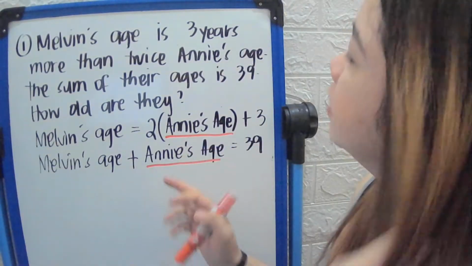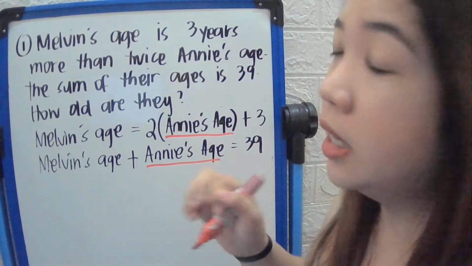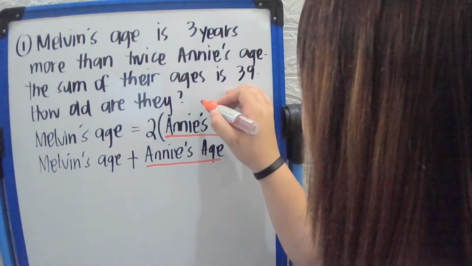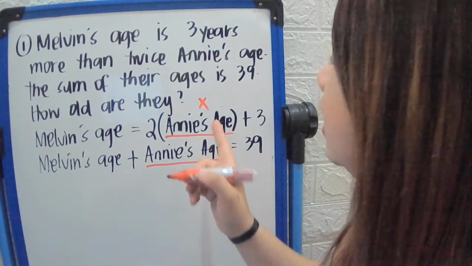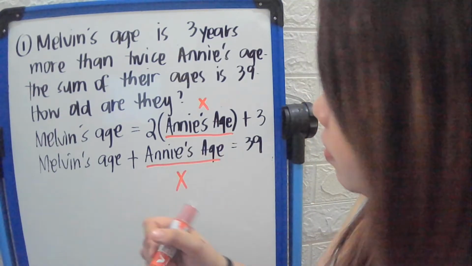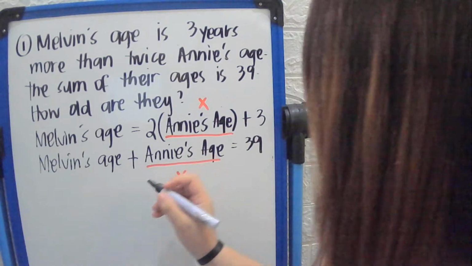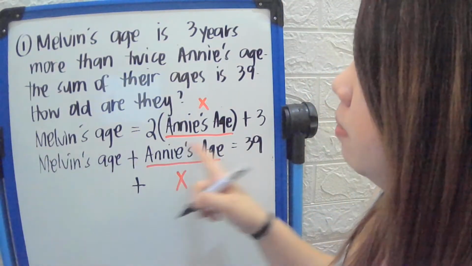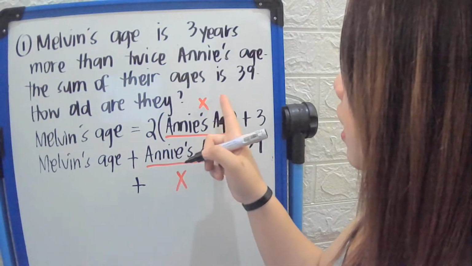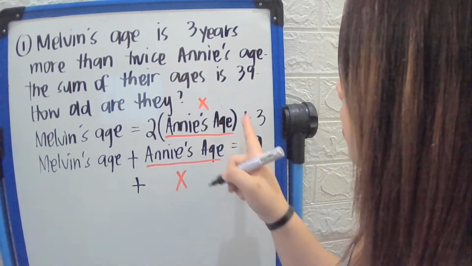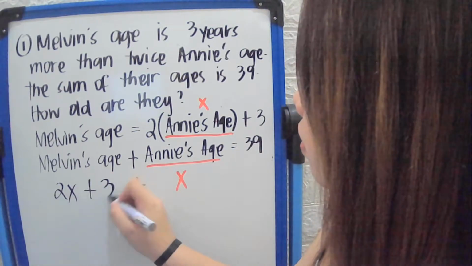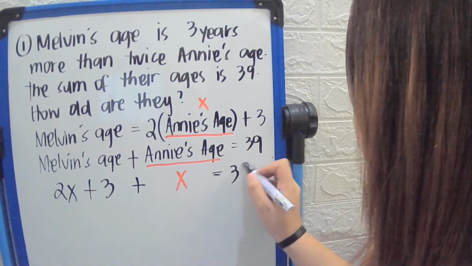Okay? So with this, we can denote it as variable x kasi yung age ni Annie, dun dumedepende yung age ni Melvin. So palitan natin siya ng x, variable x, kasi hindi pa natin siya known. So yung part na to, magiging x. Now, how about Melvin's age? So from the given, Melvin's age is 2 times Annie's age plus 3. So since Annie's age is already the variable x, that will be 2x plus 3. So yun ang ipapalit natin dito. 2x plus 3 is equal to 39.